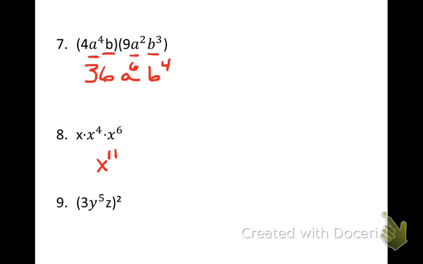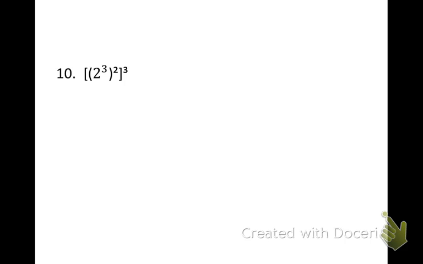In this problem, I have a power raised to a power, but I have to distribute it really. I don't know if distribute's the right word, but take everything to that power. So 3 to the 2nd power is 9. Y to the 5th to the 2nd power, remember a power raised to a power, I multiply the exponents. And z to the 1st to the 2nd would be z to the 2nd. And one last one similar to that number one. So 3 times 2 is 6, so 2 to the 6th, all to the 3rd would be 2 to the 18th, and we can just leave it like that, and we would be done.